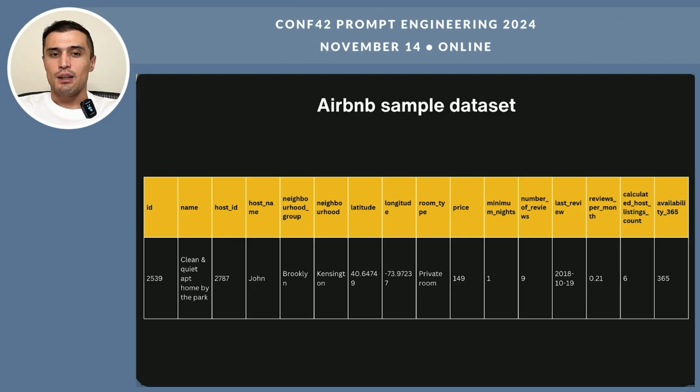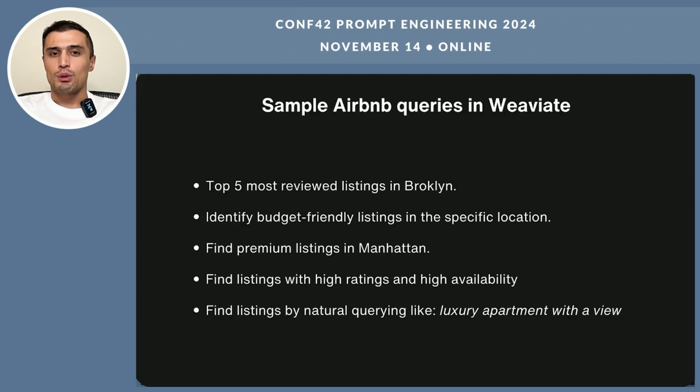Once we have the data set here, by running this pipeline and saving the data to Weaviate, we can run typical queries. For example, we can fetch the top 5 most reviewed listings in New York or in Brooklyn. This could be quite useful to identify popular listings in this area. Or you can find the listings in Brooklyn that are budget friendly, let's say less than $100, and have positive reviews, something like that.